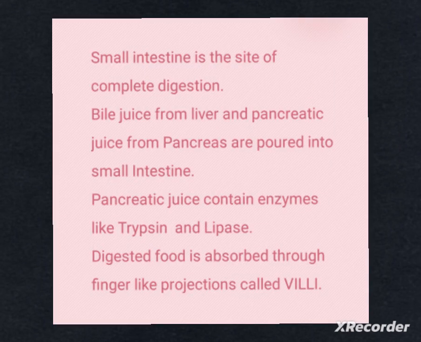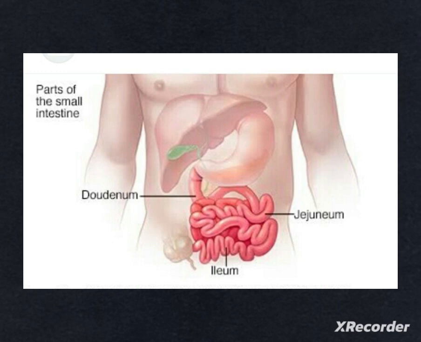Now, coming to the small intestine. This is the site of the complete digestion of carbohydrates, proteins, and fats. It receives the secretions of the liver and pancreas, which help for the digestion of these complex nutrients. Small intestine is the longest part of the alimentary canal, which is fitted into a compact space because of extensive coiling. The length of the small intestine differs in all organisms depending upon their food habits.